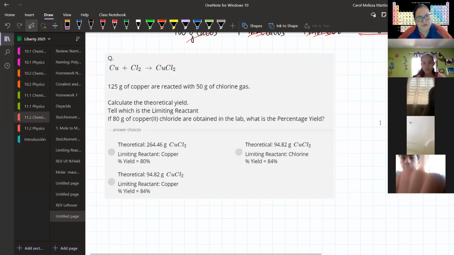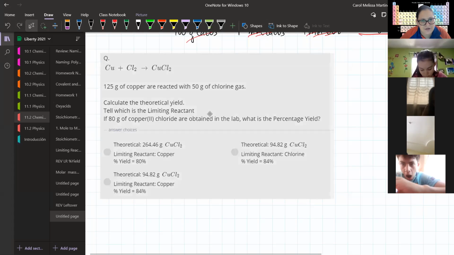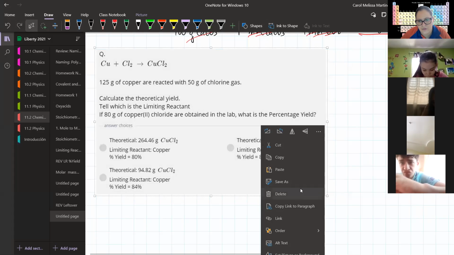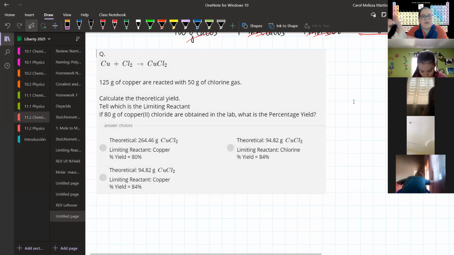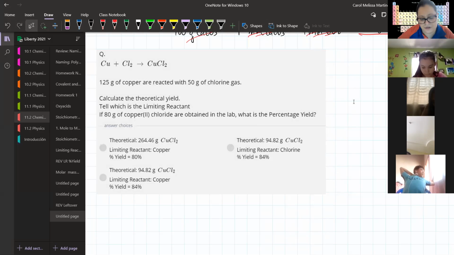It says 125 grams of copper are reacted with 50 grams of chlorine gas. And the reaction is Cu plus Cl2 produce a copper 2 chloride. So the first thing that we need to do is make sure that the equation is balanced. We have copper and copper, 1 and 1. We have 2 chlorines and 2 chlorines, which means that the equation is already balanced.